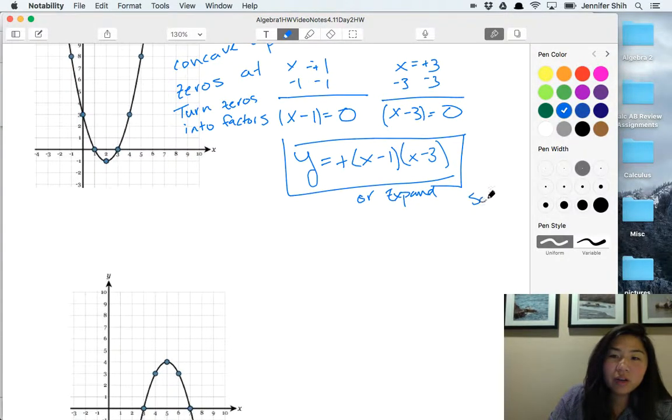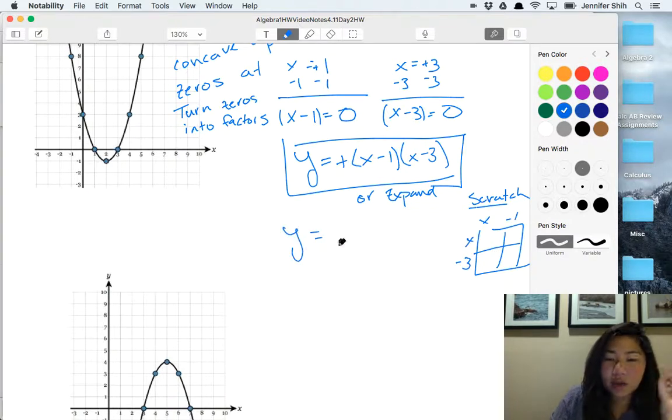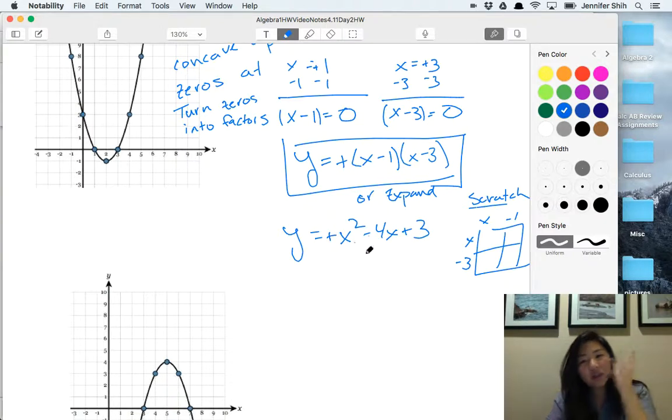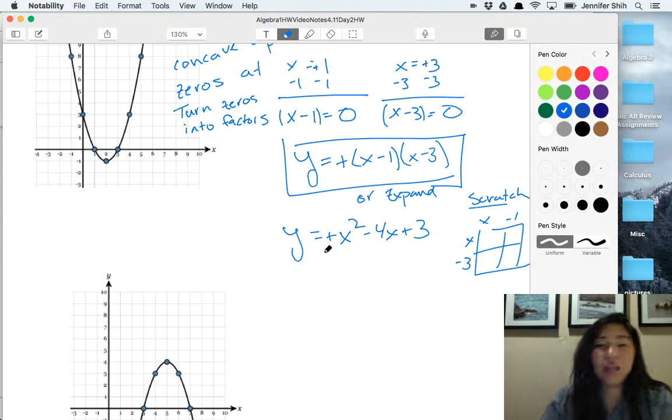In your scratch work on your side, you do a box method of x minus 1 and x minus 3. When you do your box method and you add up everything on the inside, you end up getting x squared minus 4x plus 3. And I'm just going to put a big plus there so I know it's going to be a concave up parabola. So both of these answers are correct.